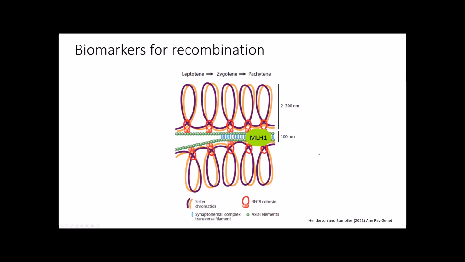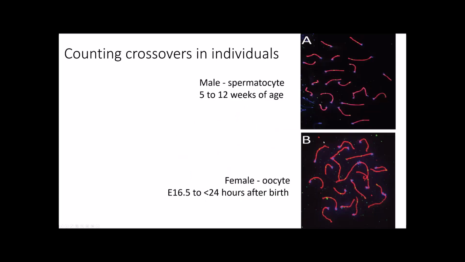You can think of this as the proteinaceous glue between the two homologues that allows them to stay together while crossing over is happening. And this big fluorescent oval represents a focus of an MLH1 protein, which is a DNA repair enzyme that shows up and repairs double-strand breaks into crossovers. So this is really helpful because if we can look for MLH1 foci, we can count crossovers in individual cells and in individuals. And that's what we do.